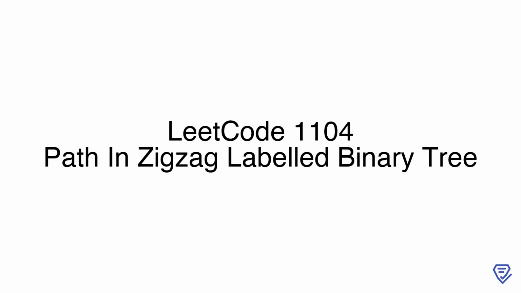Welcome to this problem walkthrough. Today, we'll explore LeetCode problem number 1104, Path in Zigzag Labeled Binary Tree. This is an exciting challenge that involves navigating a binary tree with labels arranged in a zigzag level order pattern. We'll break it down step by step, understand the approach, and solve it efficiently.